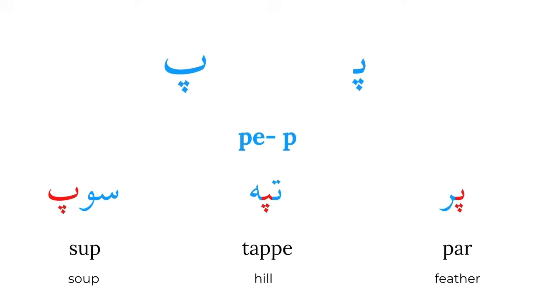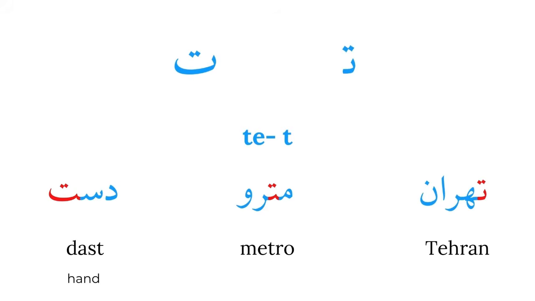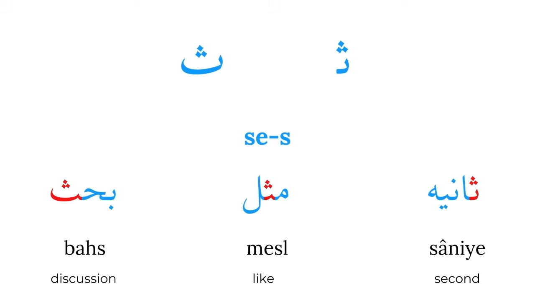Next is P, P. Par, tappe, soup. T, Tehran, metro, dast. Se. This S sound is one of 3 different S sounds.